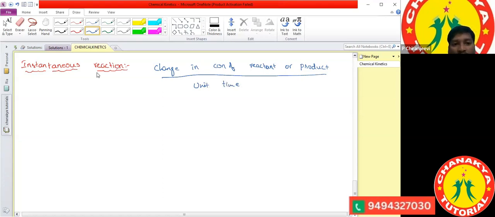Sorry, one second. Instantaneous reaction means the change in concentration of the reactant or the product over a small interval of time. So that we can call an instantaneous reaction. Now, what is meant by the average rate of reaction?